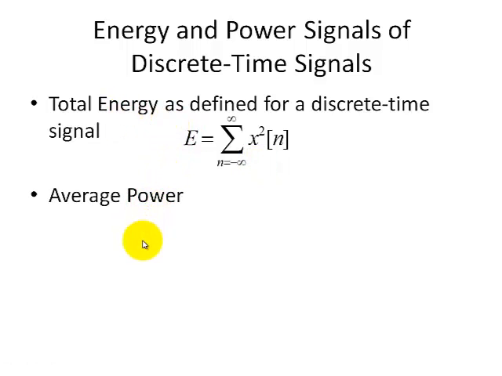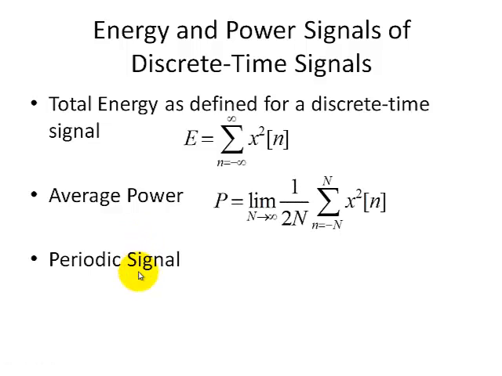We also have the concepts of average power and periodic signal. Here we take the power, summing from minus N to N, where N approaches infinity. We're going to do the same thing, square each value, and divide by 2N. Now for a periodic signal, it's going to repeat after every N samples, so that's why we divide by 1 over N.